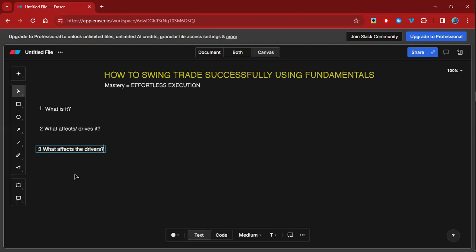And maybe it might sound silly how I've phrased these questions, but it's a way that made it easier for me to understand. So the first thing we need to know for us to start moving towards the path of effortless execution and fundamentals is understanding what it is. I told you guys, Forex is just a component in the bigger scheme of things. So Forex is currencies, right? So the first thing is understanding what is it, right?